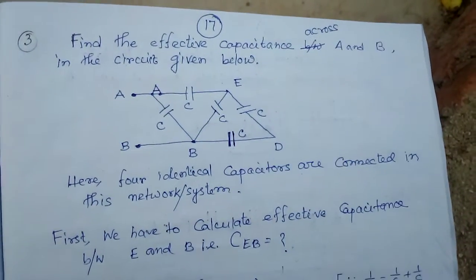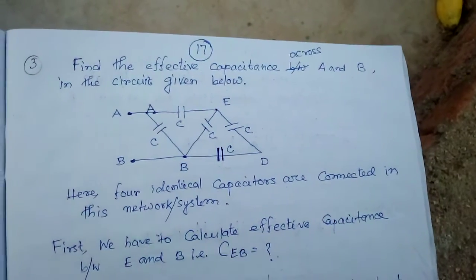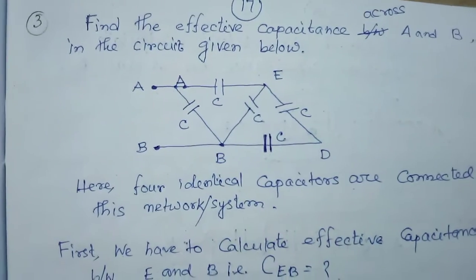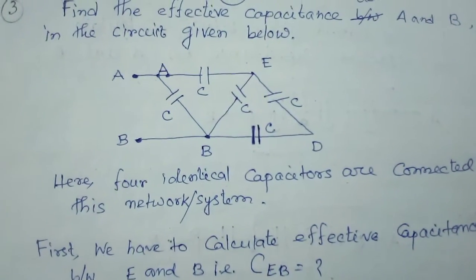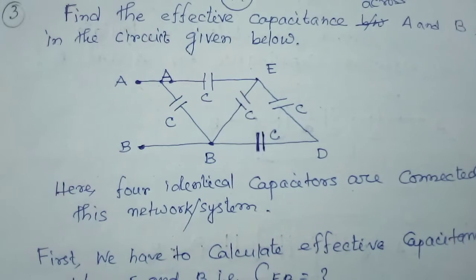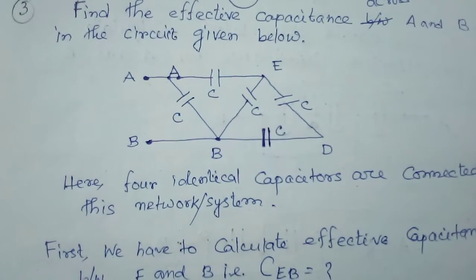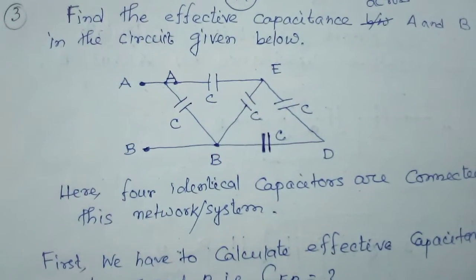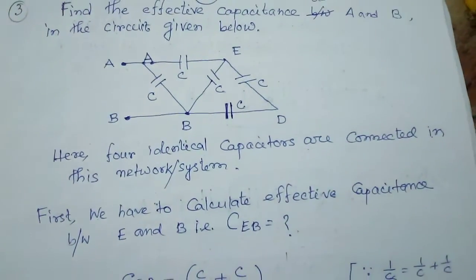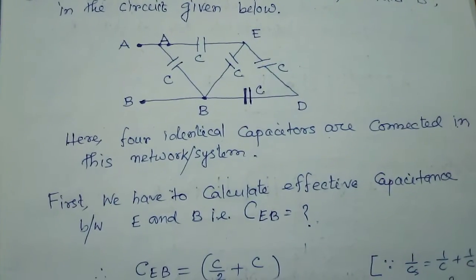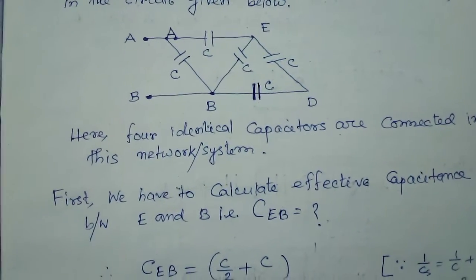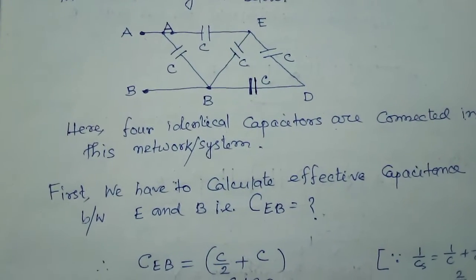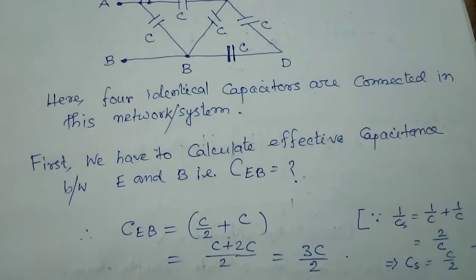Problem 3. Find the effective capacitance across A and B in the circuit given below. So in this circuit shown in the figure, we see that 1, 2, 3, 4, 5 capacitors are connected in a different way. Here 5 identical capacitors are connected in this network.